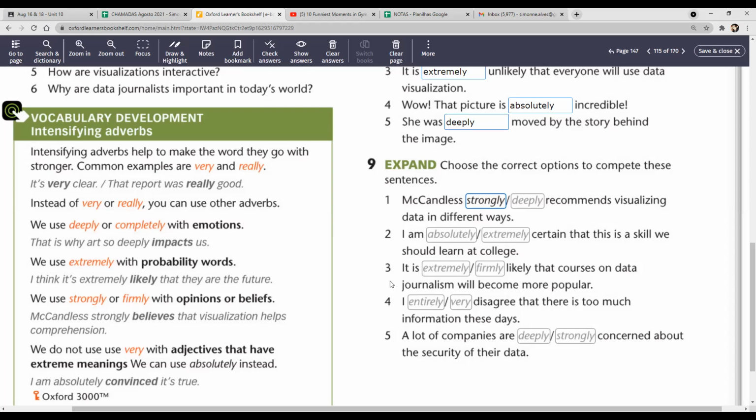Okay. Let's skip that one. Let's do number 3. It is likely. So which? Extremely. Extremely likely. This is probability. Okay. Number 4.